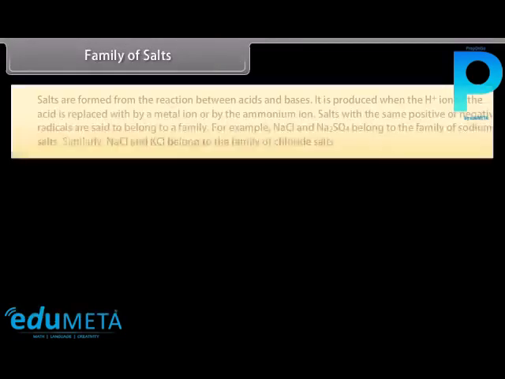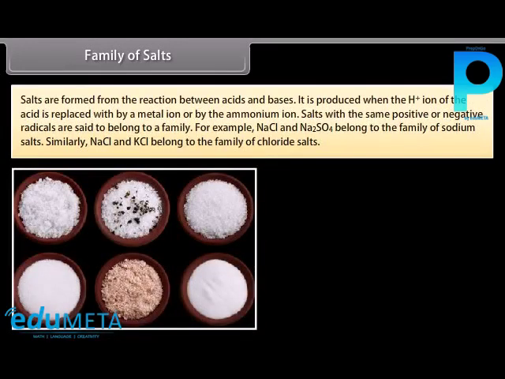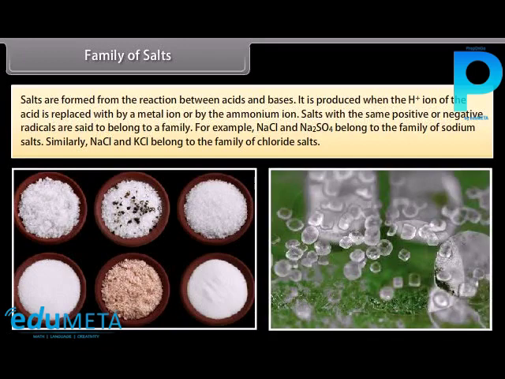Family of salts. Salts are formed from the reaction between acids and bases. It is produced when the H+ ion of the acid is replaced by a metal ion, or by the aluminum ion, or by the ammonium ion. Salts with the same positive or negative radicals are said to belong to a family. For example, NaCl and Na2SO4 belong to the family of sodium salts. Similarly, NaCl and KCl belong to the family of chloride salts.